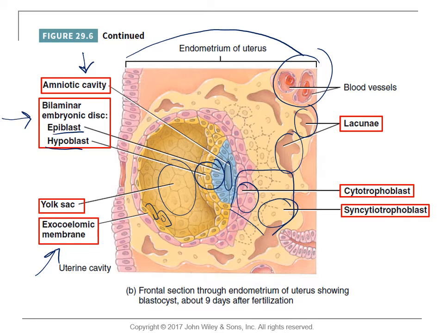Like we said, together with the hypoblast, the exocoelomic membrane forms the wall of the yolk sac, the former blastocyst cavity during earlier development. As a result, the bilaminar embryonic disc is now positioned between the amniotic cavity and the yolk sac.